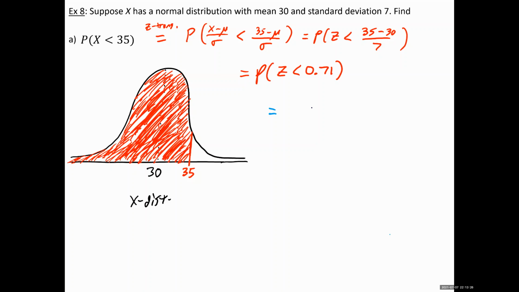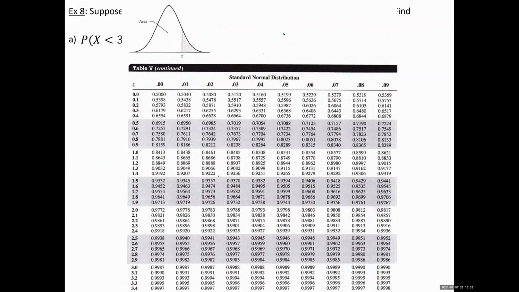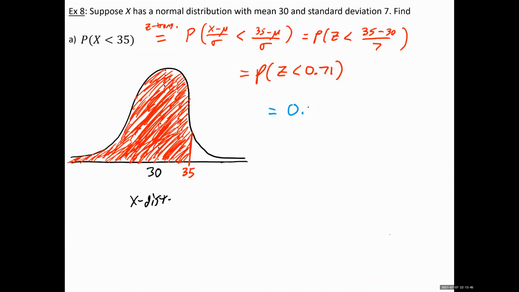So let's look at 0.71 in the table. Here's the table. We're looking for 0.71. It's positive. Use the positive side of the z table. 0.7 you're going to look for here. And then the last digit, 1 over here. And you go like this and like this. And the answer is 0.7611. Let's go to part B.